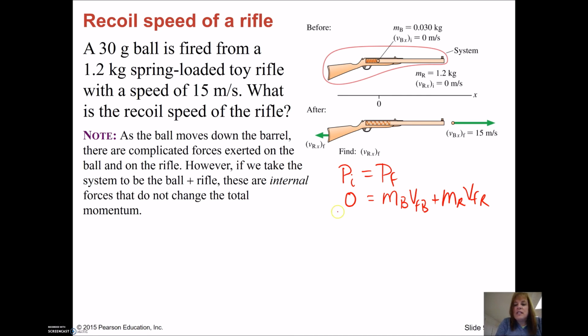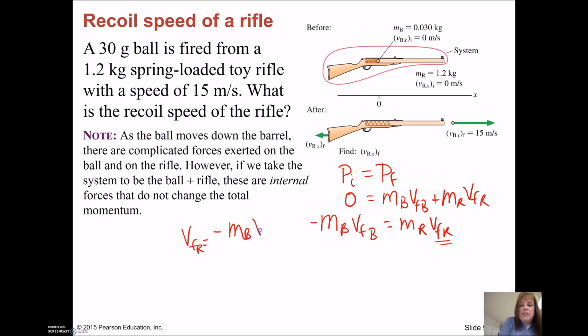So if we rearrange this, we're going to get mass of bullet times the velocity final of bullet. And so we're going to make that negative because we have to move that over to the other side, plus mass of rifle times final velocity of rifle. I want to solve for the final velocity of the rifle. What is that kickback? So if I do that, I get that the final velocity of the rifle is equal to a negative mass of bullet times final velocity of bullet, divided by the mass of the rifle. That's just rearranging, doing some algebra.